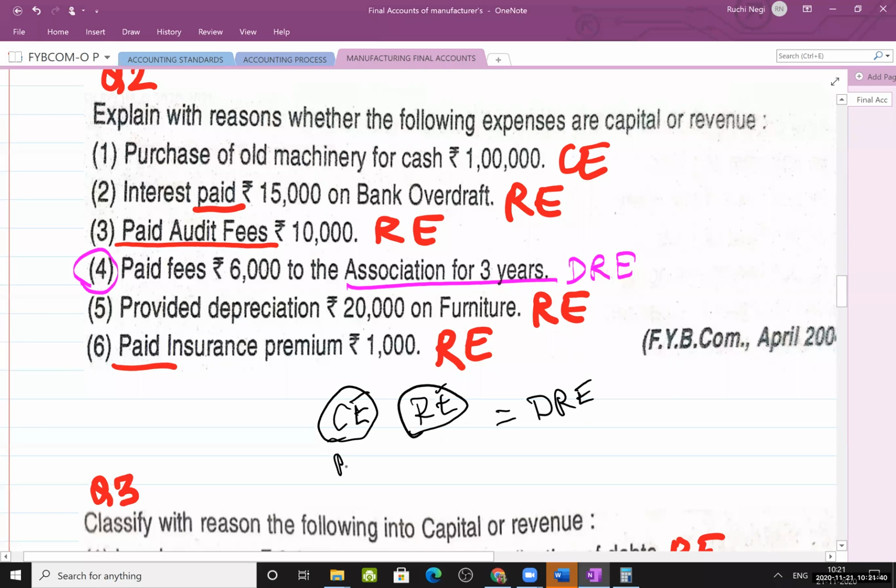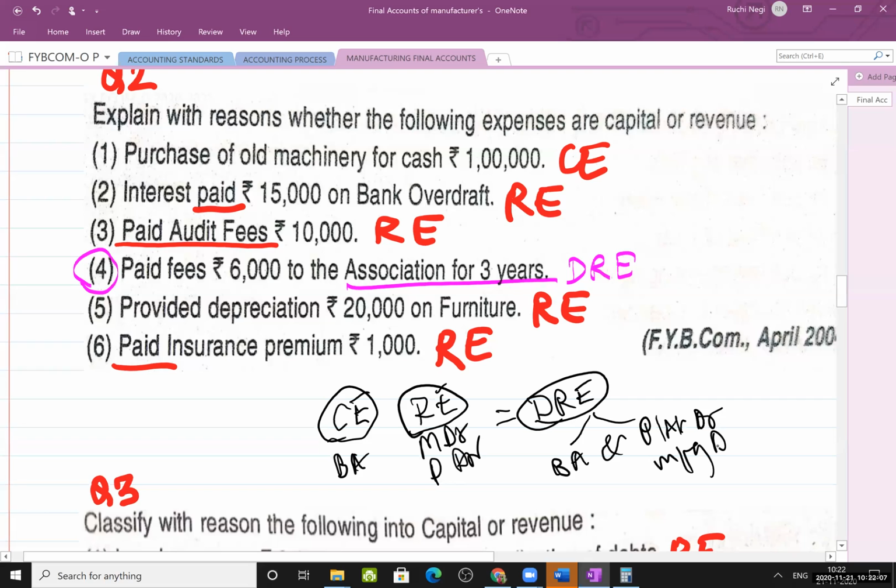Capital expenditure is reflected where? Balance sheet asset side. And revenue expenditure, where is it reflected? Either manufacturing account debit side or P&L account debit side. That means a deferred revenue expenditure will be reflected in two places. It will be reflected on the balance sheet asset side and also P&L account debit side or manufacturing account debit side.